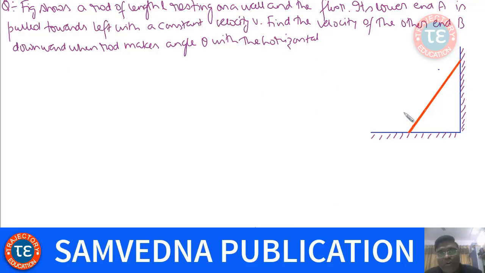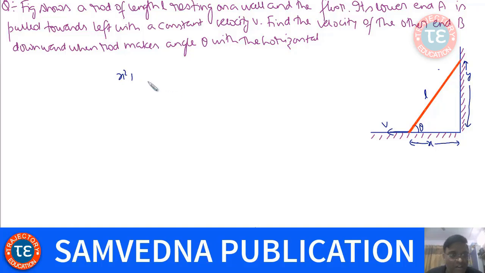The question is, figure shows a rod of length L resting on the wall and the floor. Its lower end A is pulled towards left. You are pulling it towards left with a constant velocity V. Find the velocity of the other end downward when rod makes an angle of theta with the horizontal. Suppose this is X and this is Y and the rod length is L.